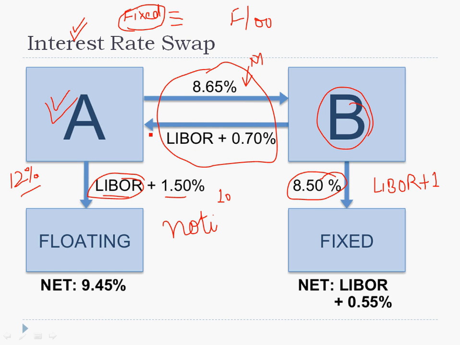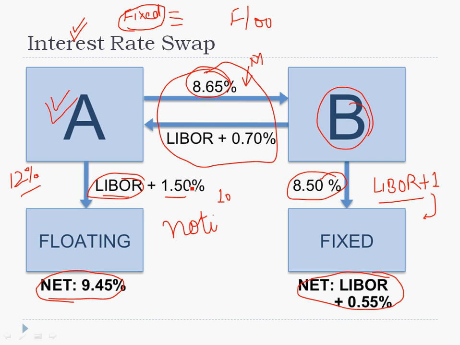Let's say if this guy wants a fixed one, he would get a net fixed rate of 9.45 after the calculations, right? And this would get a net variable rate at LIBOR plus 0.55, whereas from bank he was getting LIBOR plus 1. So both of them are better off. So how would the trade work? There would be some agreement between them, right?